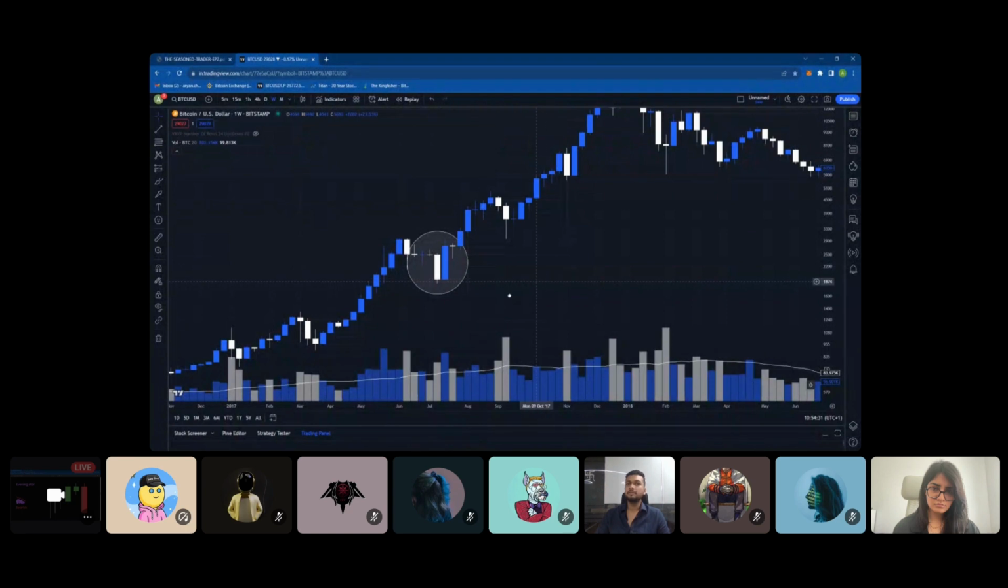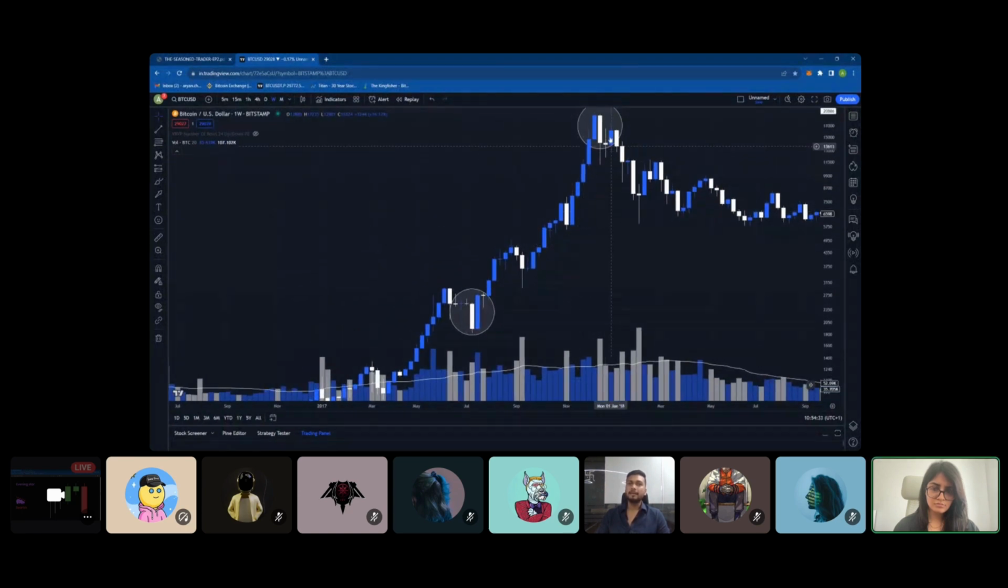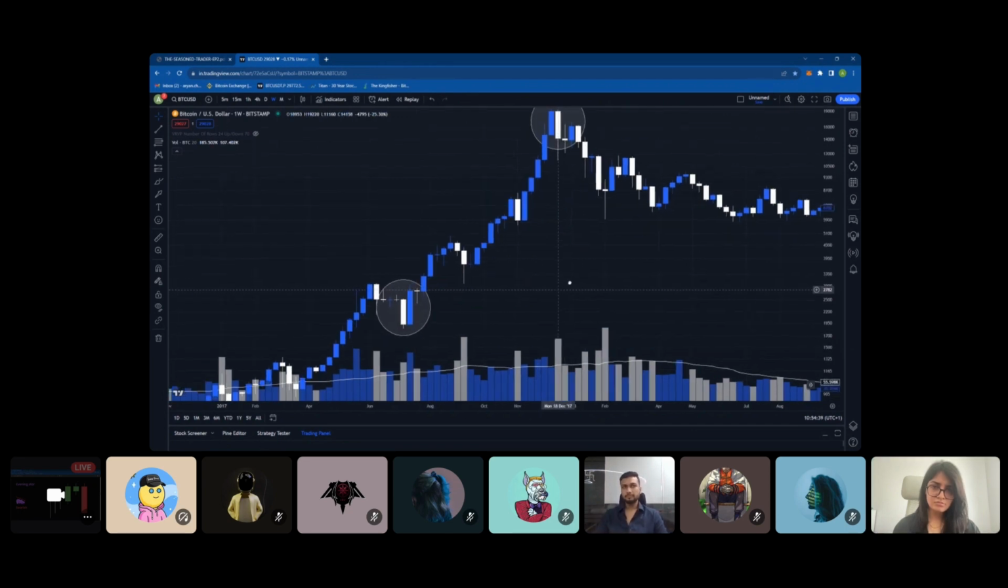I'll keep my stop loss here, and I will keep trailing it till I find a big bearish candle, and I know for sure that the market is going to turn out from here.